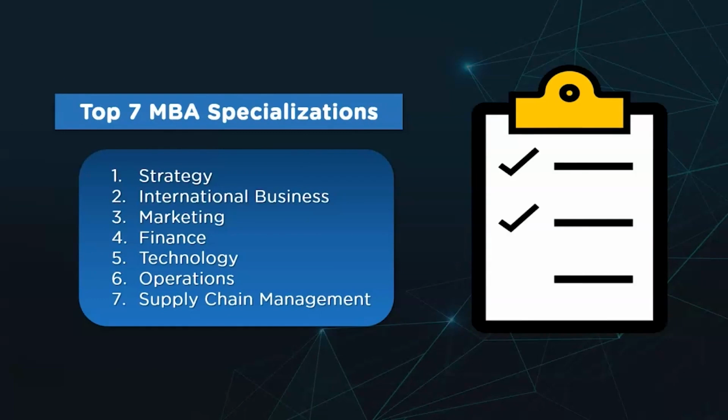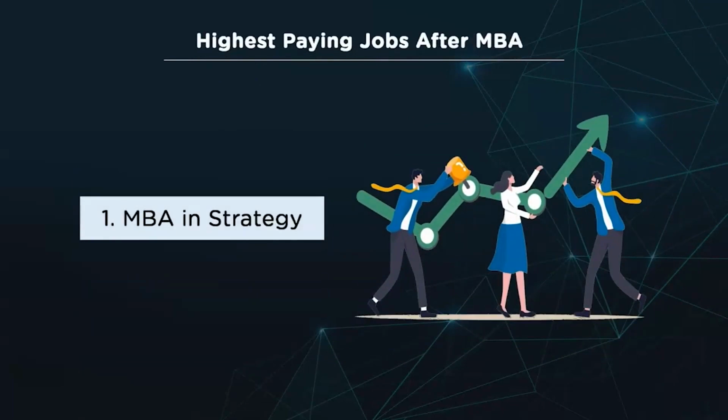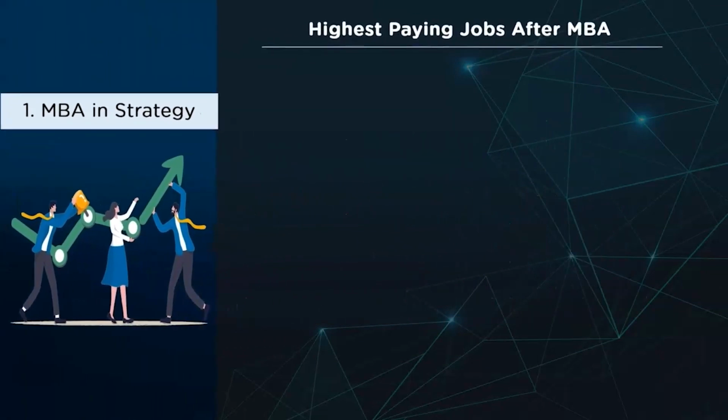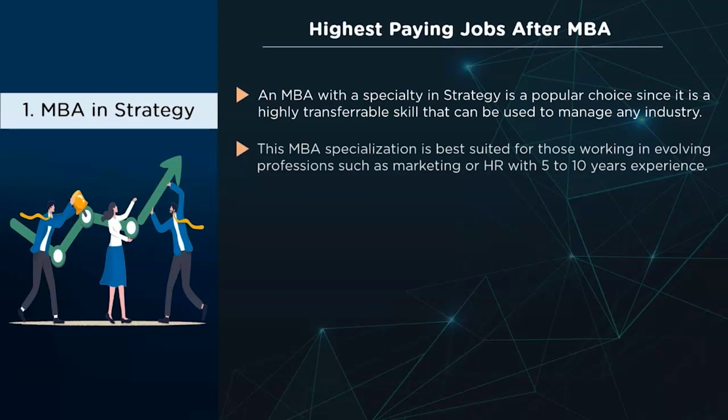Let's begin with MBA in strategy. This MBA specialization teaches students how to launch new commercial initiatives and modernize the administration of current corporate structures. Through this course, you'll learn highly transferable skills that can be used to improve the management or business of any industry. This MBA specialization focuses on what is super trendy right now and how the firm can take advantage of it.